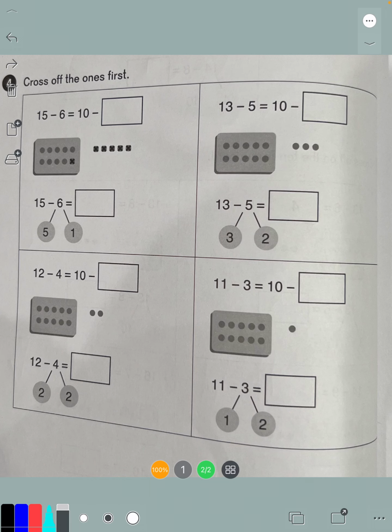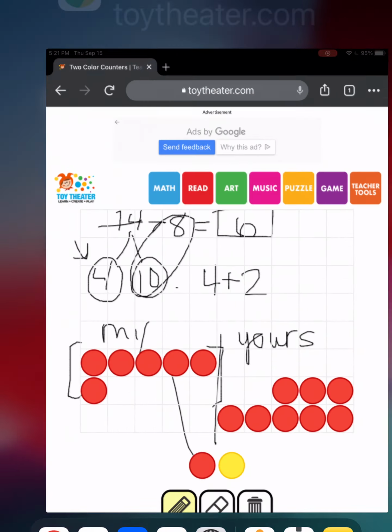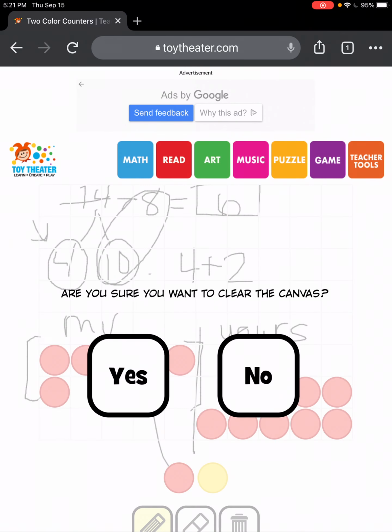This is how it's presented in the book at the very beginning, being able to see that we are taking away, or using the 10 frames here, and being able to just cross them off. Now this is a different strategy, so we're going to look at that here in a moment. All right, so let's go back so I can show you the next strategy.